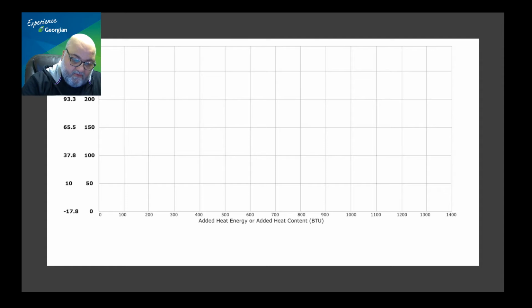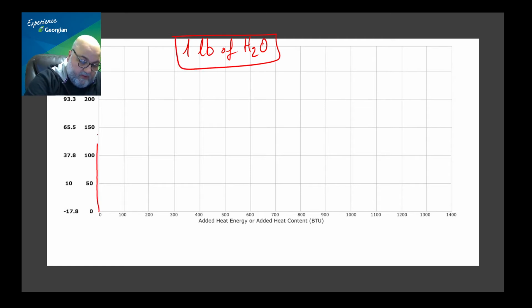This graph always is going to represent 1 pound of H2O. So when I say, for example, this is your y axis that represents the temperature. When I say the temperature of the H2O that we're working on went from 50 to 100, I mean 1 pound of H2O was heated from 50 to 100.